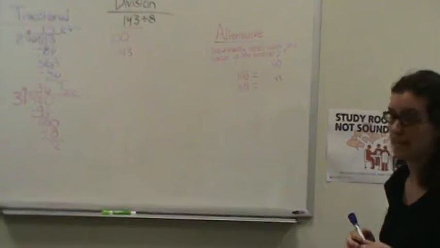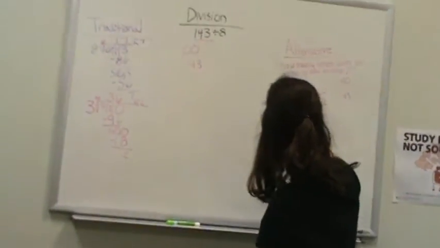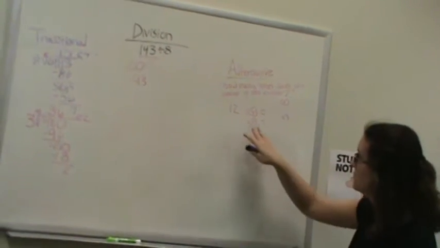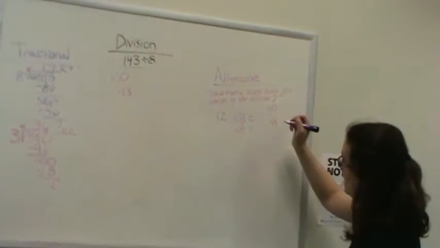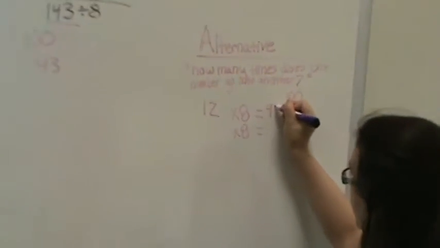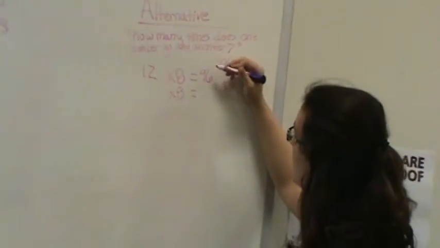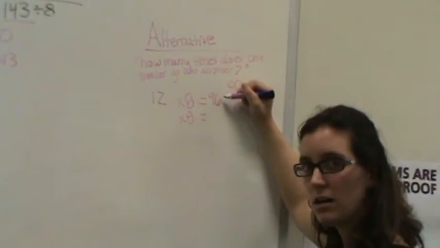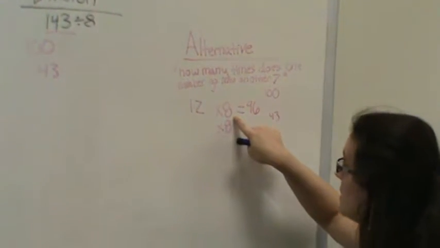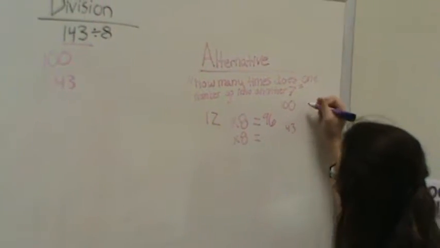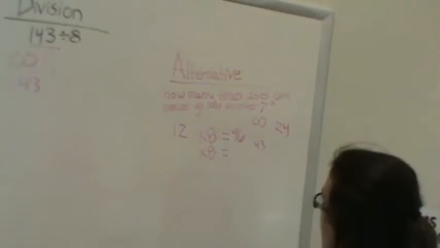Now the number that I get is 12. If you multiply 12 by a group of 8, you get 96. So 12 into 100 is 8 with 4 left over. You have a remainder of 4.